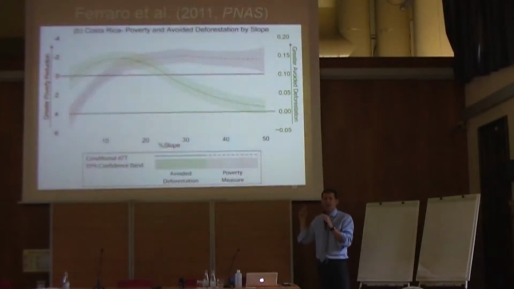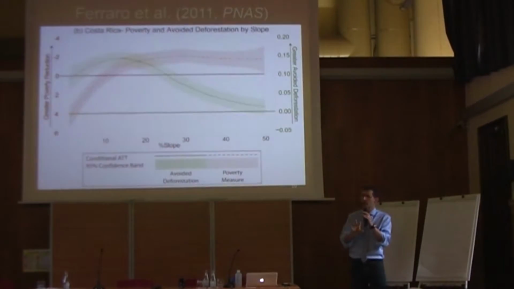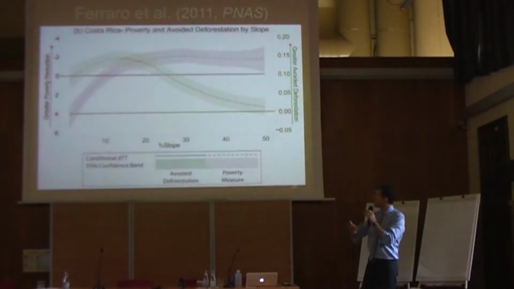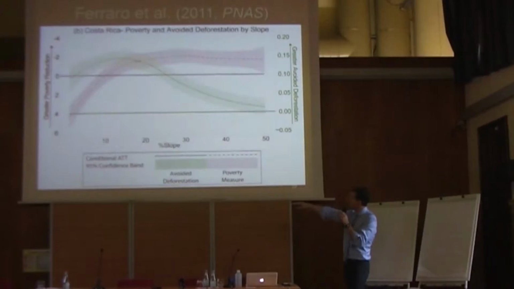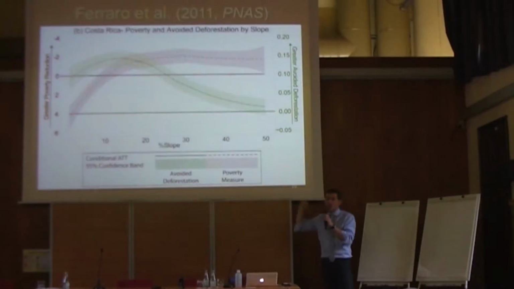Because generally this is not something that practitioners are going to do. They're not going to be able to do this fancy partial linear modeling where we're holding constant everything else. We're looking at how protection affects avoided deforestation in the green and poverty in the red, where poverty is reducing by going up, as a function of slope, and the bigger the number, the steeper the land.